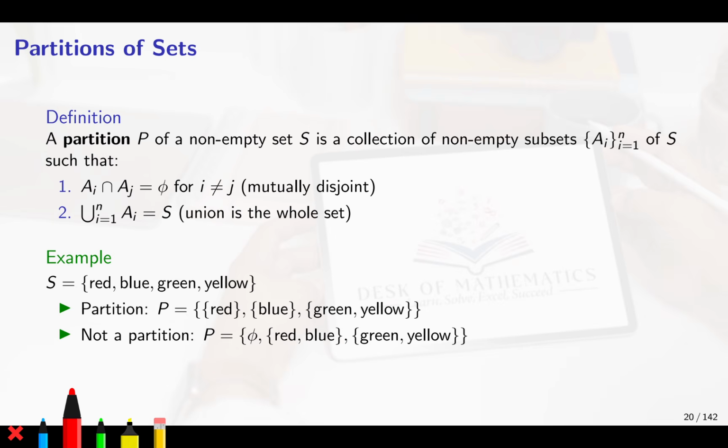Now if we take, for example, this one, here I am considering the empty set phi. If you take the union, it will give you S, but you have an empty set here, and the empty set is not included in a partition. So the partition consists of non-empty subsets of S that give you the union as S itself, and the sets should be mutually disjoint. Then we say that set is a partition.